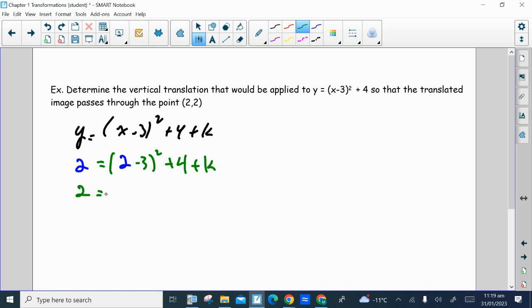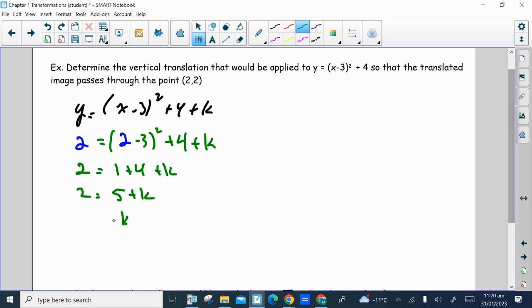2 take away 3 is negative 1, squared is positive 1. So 1 plus 4 is 5 on the right. And when you subtract 5 from both sides, k is going to equal negative 3. So the vertical translation that would need to be applied is that the graph would have to shift down 3 units. That is the answer.